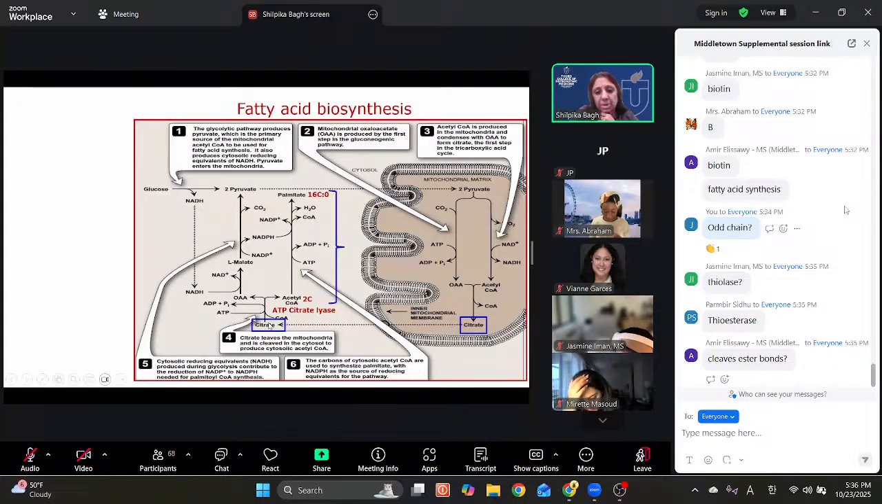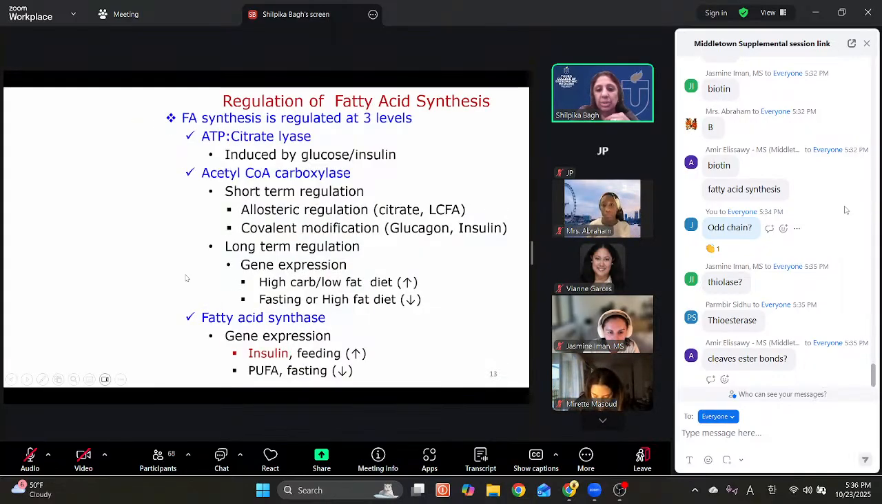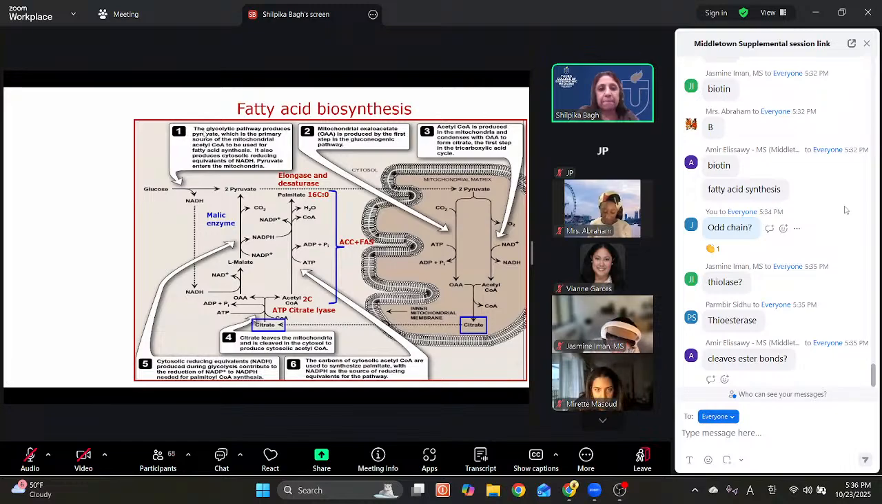You push citrate in the cytosol. You need this lyase. But what is the rate limiting enzyme? ACC. FAS is regulated. You need elongase and desaturase just to elongate the length and then add the double bond. Now, who will tell me what malic enzyme is doing here? What is this a source of?